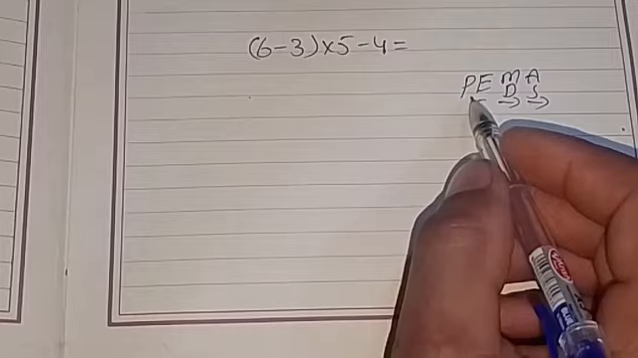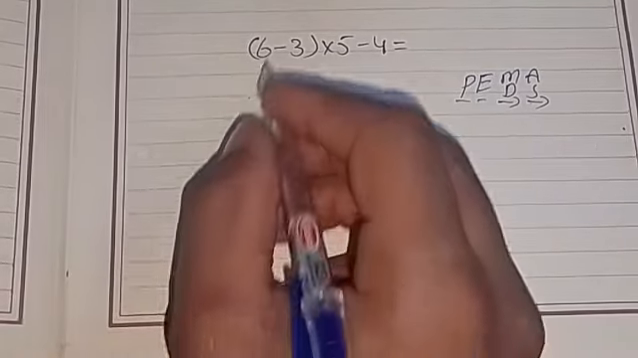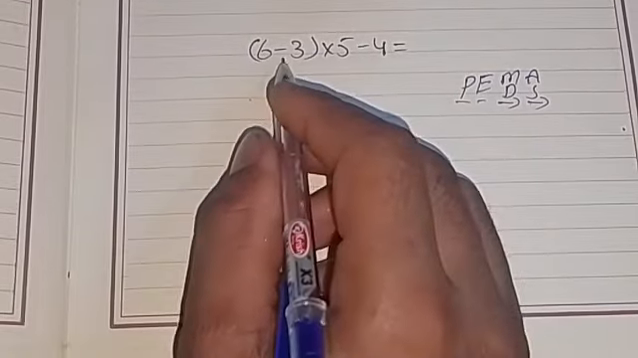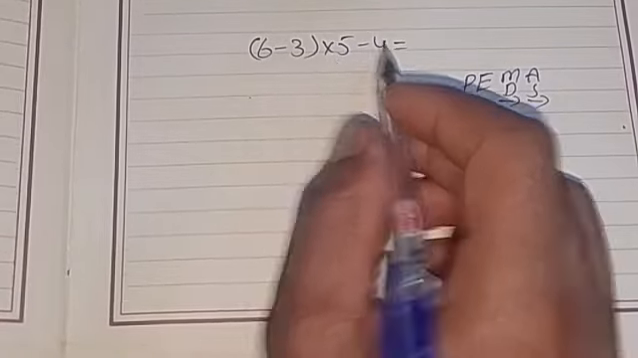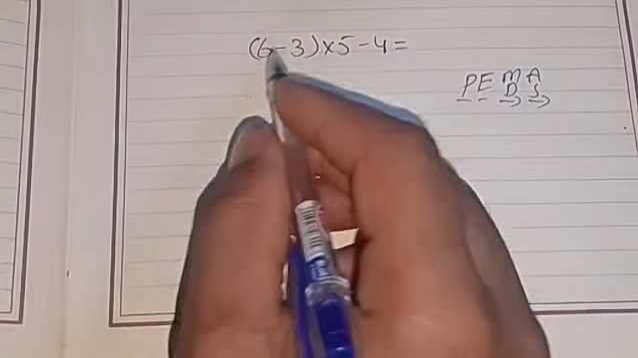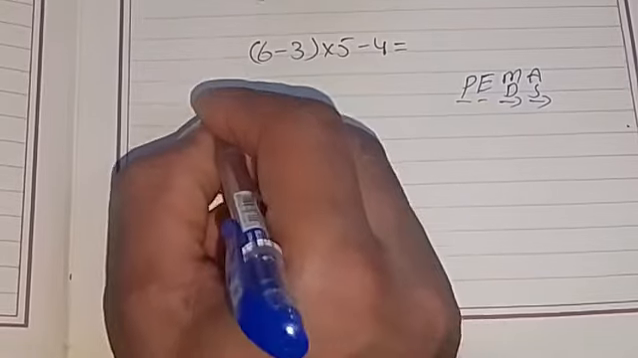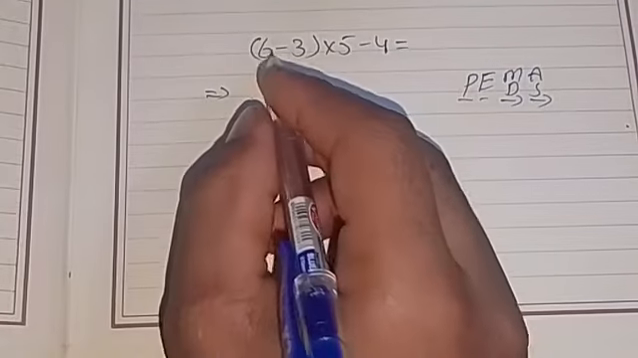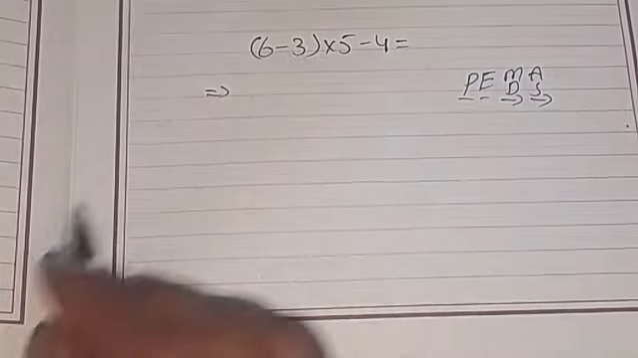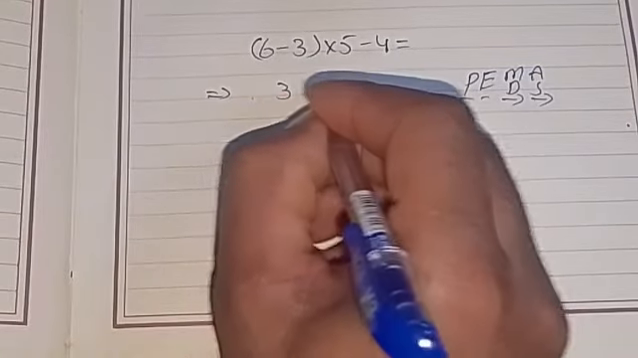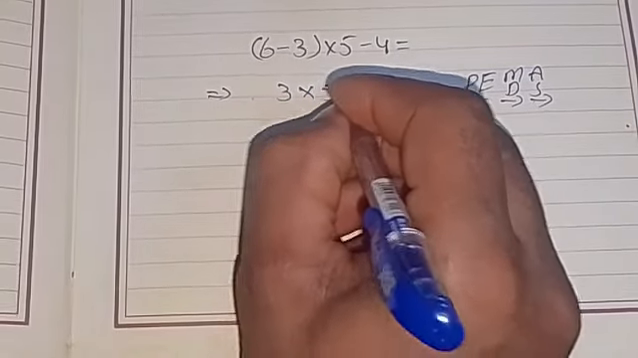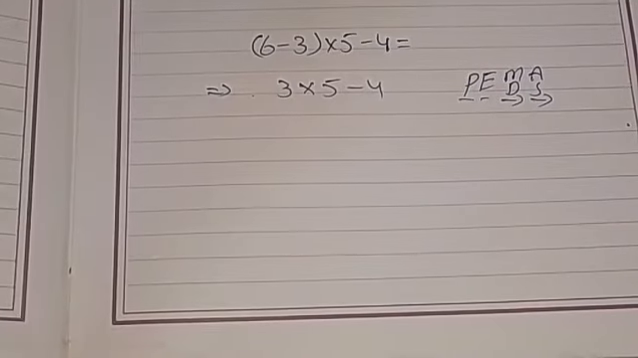According to the rule, first we solve parentheses. Now here we have one parenthesis, one multiplication and one subtraction. So first we solve parentheses. The equation becomes 6 minus 3 gives us 3, multiplied by 5 minus 4.